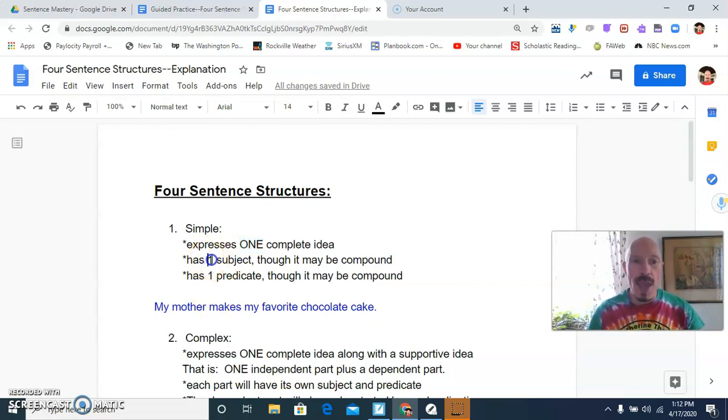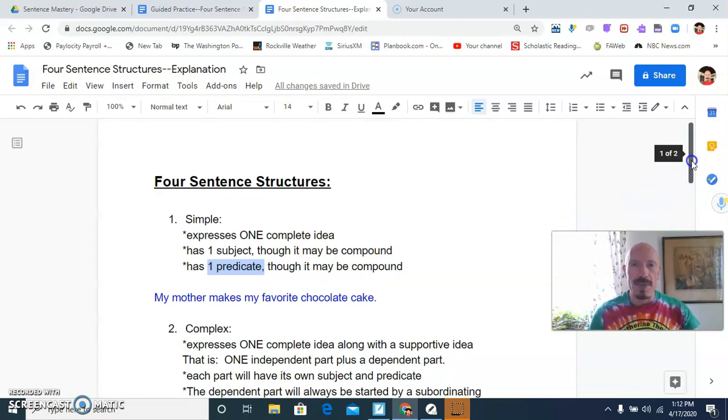It will have one subject, though it can be compound. That means two nouns acting as the subject of a sentence about one situation. And it will have one predicate, though you can also have one subject doing two different things, right? So a simple sentence or independent clause is the adult in the larger sentences. It can be all by itself. It has one idea and one action, okay?